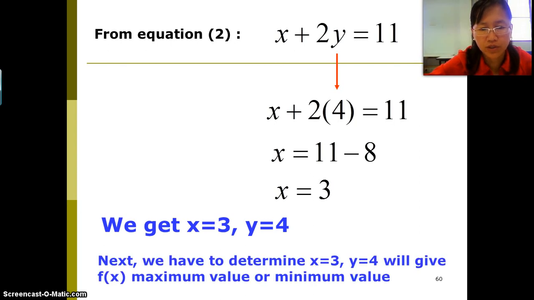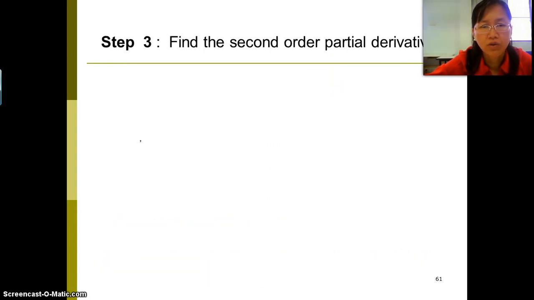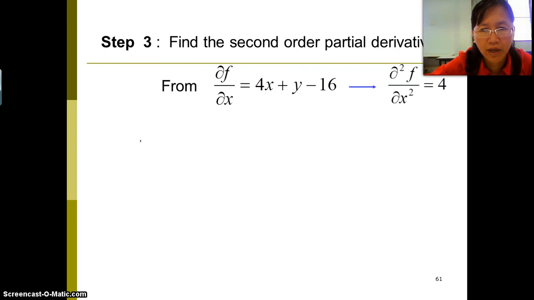So next question, we have to determine whether this value x equal to 3, y equal to 4 will give the function maximum value or the minimum value. So how? We have to go to step 3, find the second order partial derivative. From the first order partial derivative, we differentiate again with respect to x. We get 4. Y is a constant, so differentiating a constant, and 16 also a constant, becomes 0.